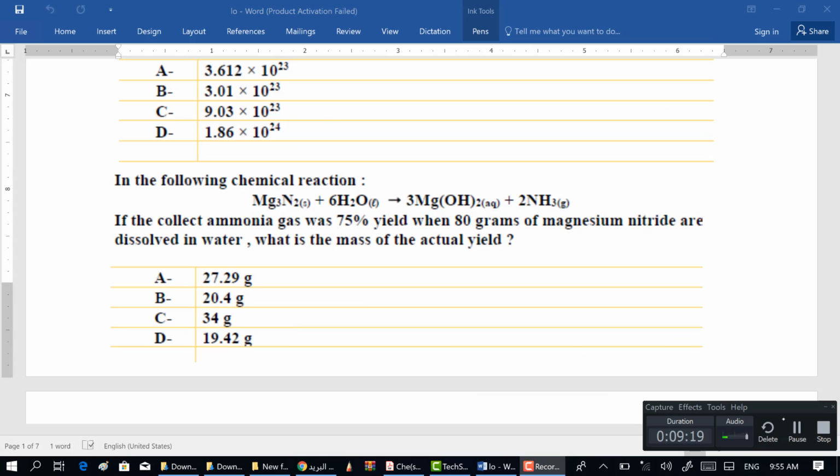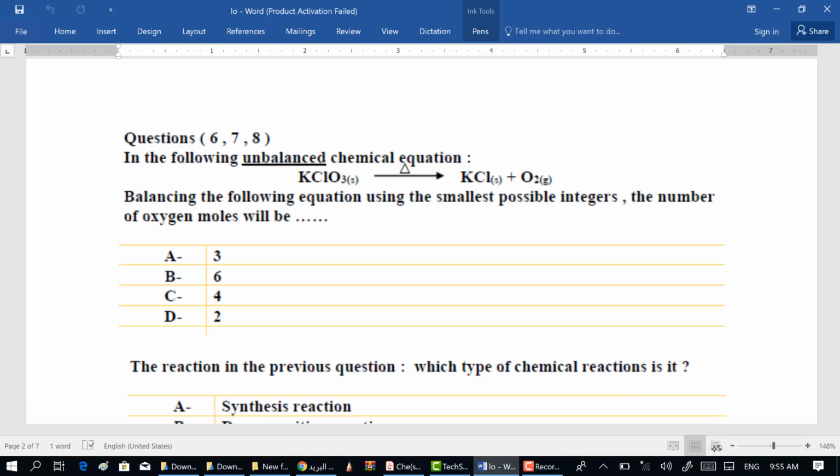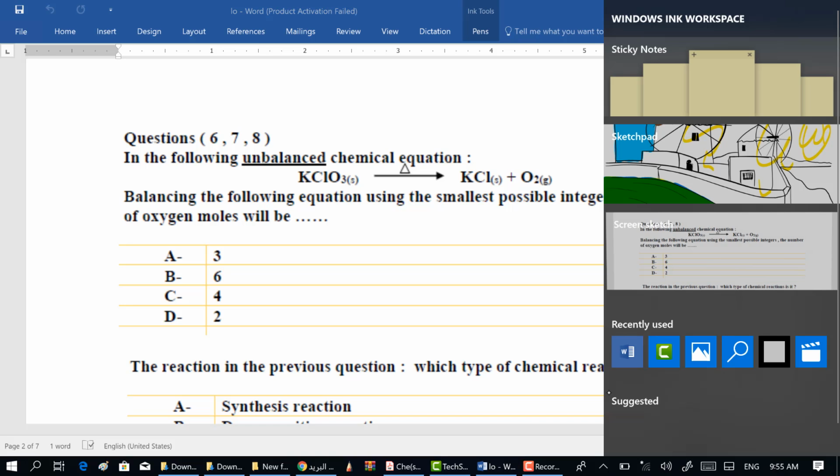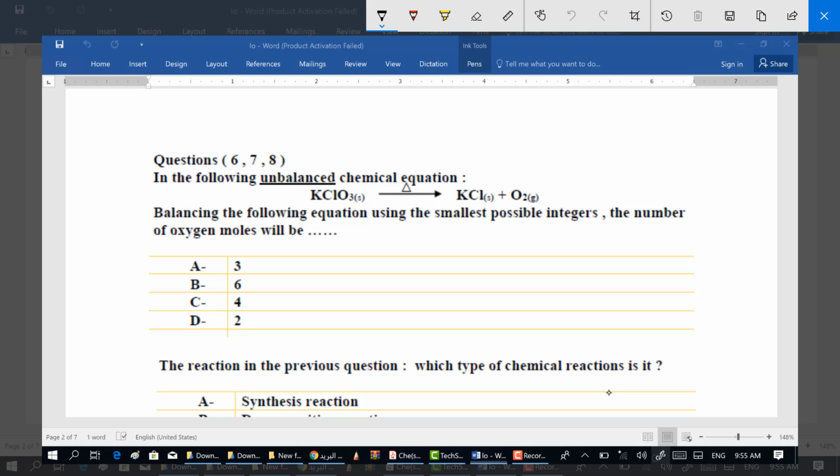Another question. Questions 6, 7, and 8 are related to each other in the following unbalanced chemical equation. Balance the equation using the smallest simplest integers; find the number of oxygen moles. According to the equation, firstly we have 2 oxygen in the product, and also 3 in the reactant, so we can collect them as 3O2 and 2KClO3, potassium chlorate. It will produce 2 moles of potassium chloride.